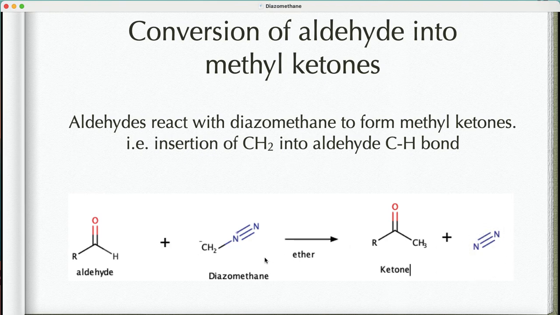In this reaction, there is the insertion of the CH2 group into the aldehyde C-H bond. It forms the methyl ketone. Diazomethane always forms the methyl ketone.